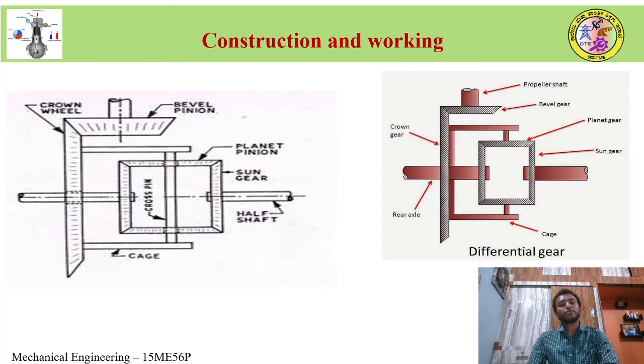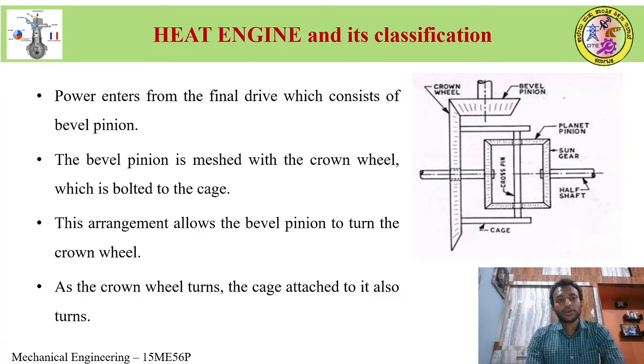These are some of the working parts of a differential gear mechanism. The first one is a bevel pinion. Attached to it is the crown wheel. Attached to the crown wheel there is a cage and cross pin, planet pinion, and a sun gear. To the sun gear, an axle shaft is attached on both sides. So this is a differential gear sketch.